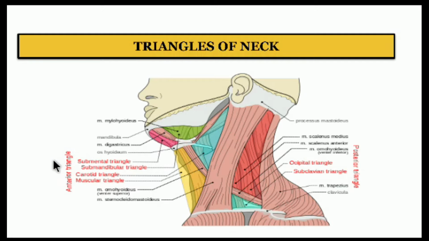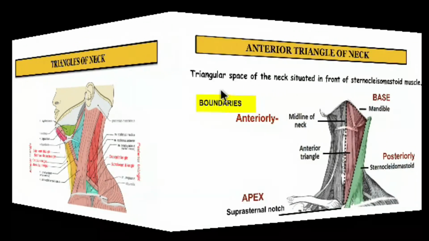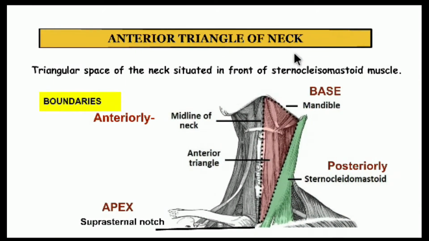The anterior triangle is further divided into four subdivisions: submental triangle, submandibular triangle, carotid triangle and muscular triangle. We will discuss the anterior triangle in depth in this video, and in the next video we will talk about the posterior triangle. So let us start with the anterior triangle of the neck. It is the triangular space of the neck situated in front of the sternocleidomastoid.